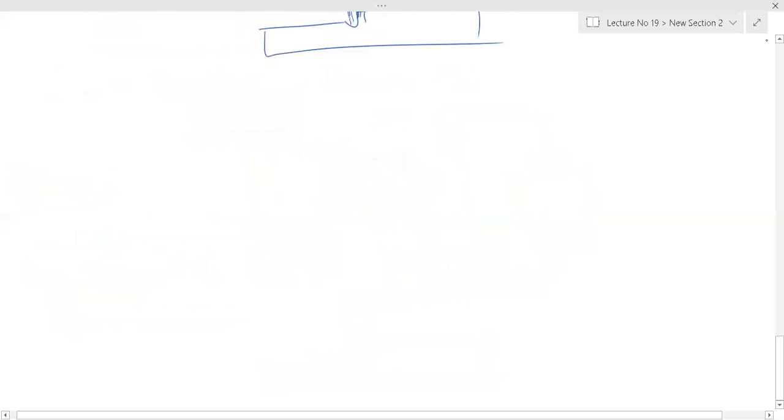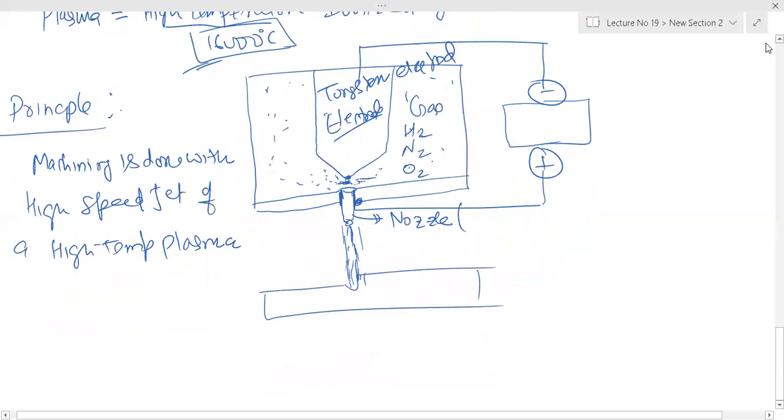And continuously we have to supply gas. We are supplying gas continuously. Here we are opening, so we are supplying gas. The gas will circulate, and that gas will come and fall at the workpiece.